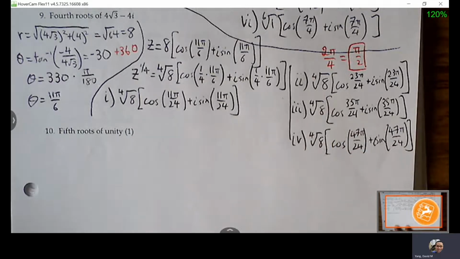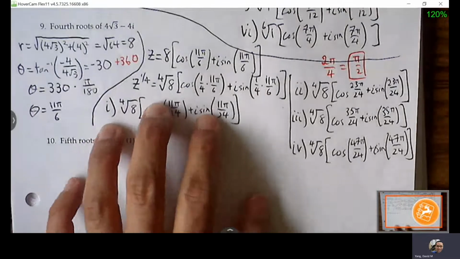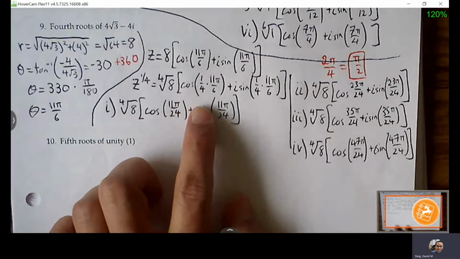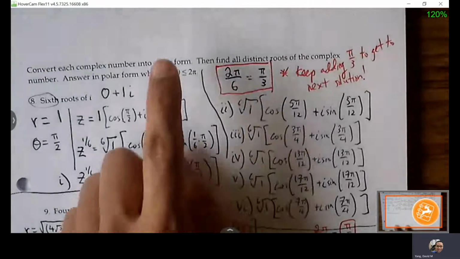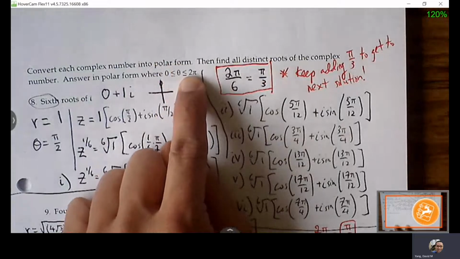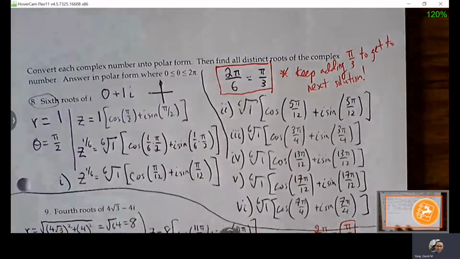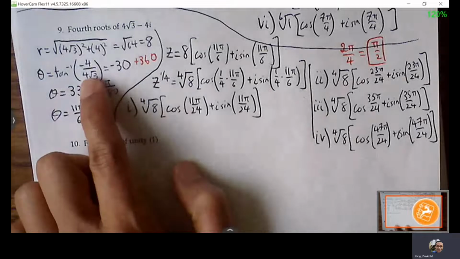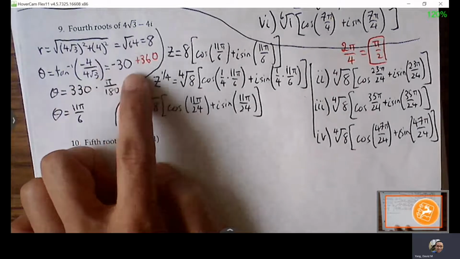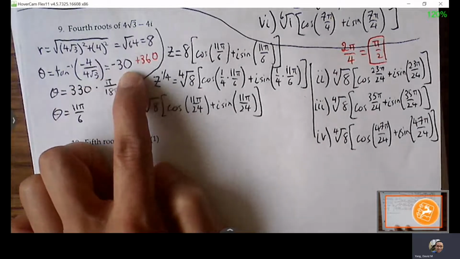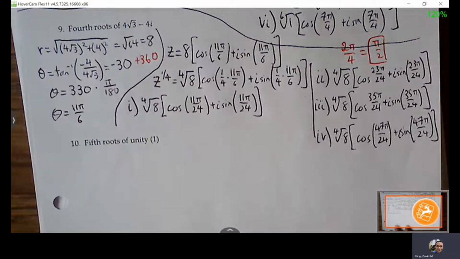Yes? At the beginning of the problem, why did you multiply 330 by pi over 180? Because at the top it says answer in polar form. But I think it is helpful to start off in degree mode because degree mode will get you to a number that's more easily recognizable. So get that angle figured out, convert it to radians, and then you can do the rest in radians.